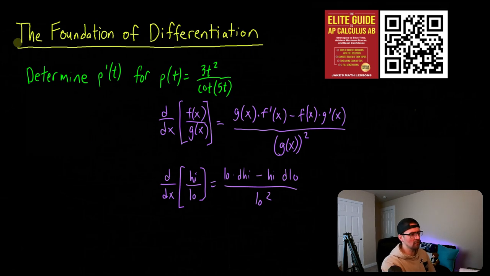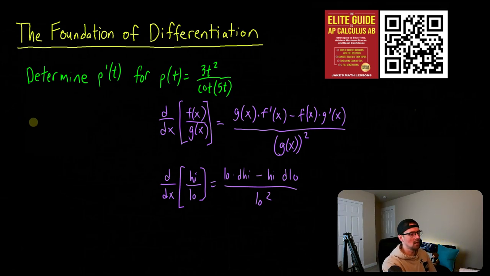So now that we've got that figured out, let's think about how to actually find p prime based on this p of t here. So we're going to determine what p prime of t is for p of t equals 3t squared over cotangent of 5t. You can use either one of these formulas. Personally, like I said, I like to use this one just because I can say it out loud, or I guess in my head. If you're sitting on the AP exam, you definitely don't want to be saying this out loud, but you can think through it in your head as you write it. You don't have to think about the formula as much. It flows a little easier.